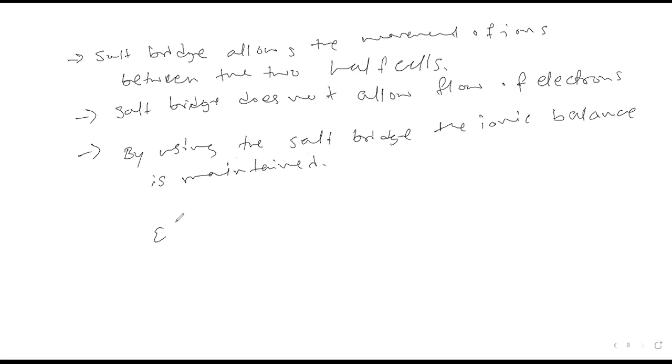Now, how do we calculate E cell? We calculate it in this way: the positive terminal value minus the negative terminal value. So this is positive, minus the negative. Now the negative means what? The lower potential value. We are subtracting the smaller value from the higher value. This gives us a value of positive 1.10 volt. Oftentimes you will see we are getting a negative electric potential. That's also correct. No need to panic.